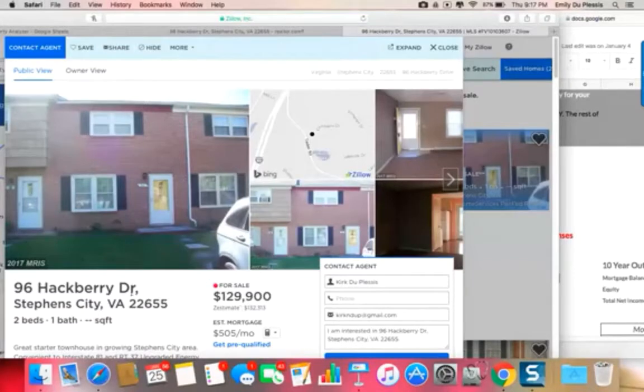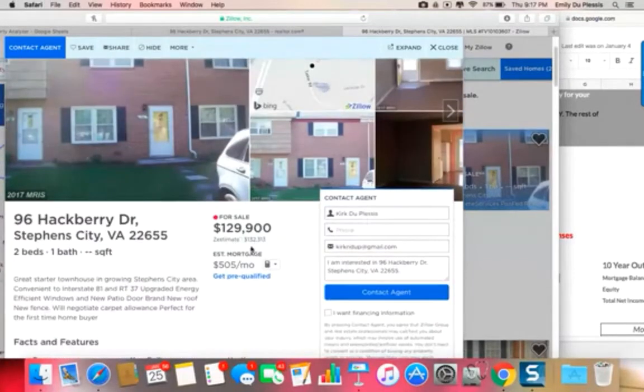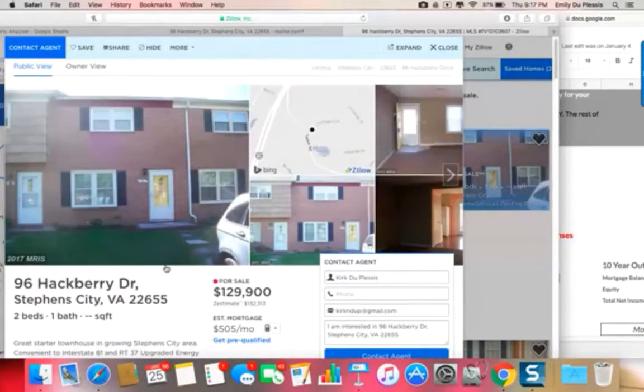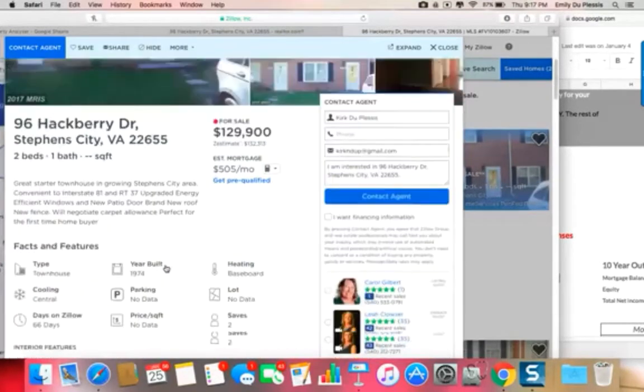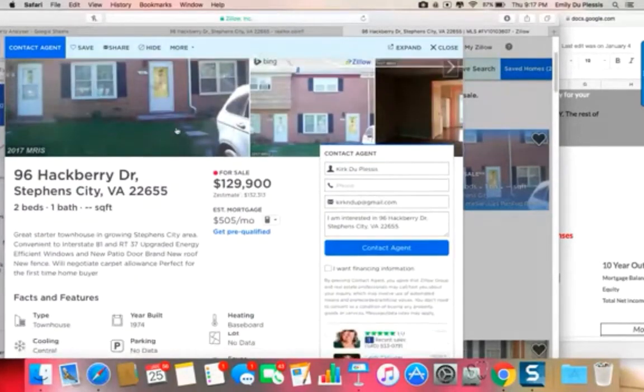This is a 2-bedroom, 1-bath townhouse. You can see it is for sale for $129,900. Right? And I pulled this up just easily on Zillow.